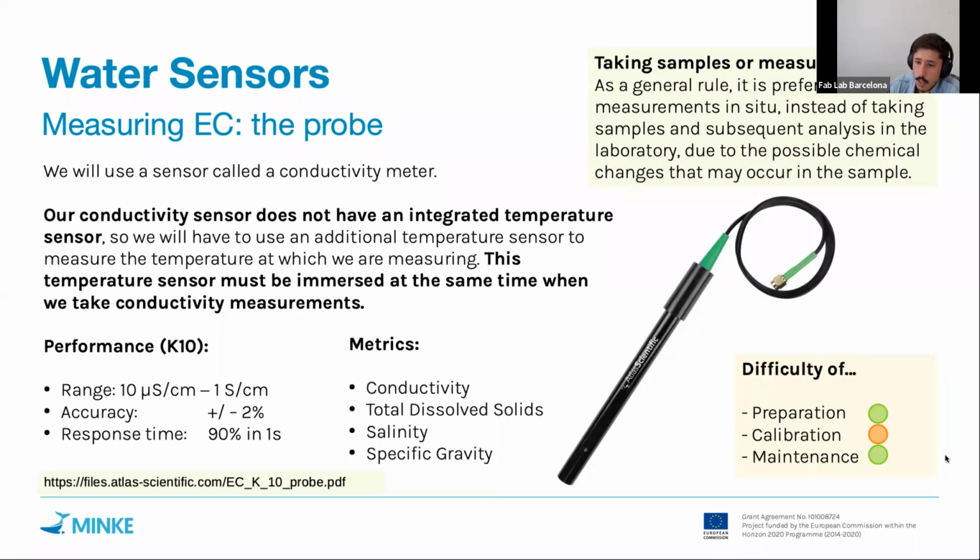This probe, luckily, and contrary to the dissolved oxygen probe, is very easy to prepare. It's a little tricky, but not too much, to calibrate, and very easy to maintain. And as a general rule, take the sample and just measure it. But if not, you can take it to the laboratory and simply mix the sample again, or just leave the sensor taking continuous readings on site.